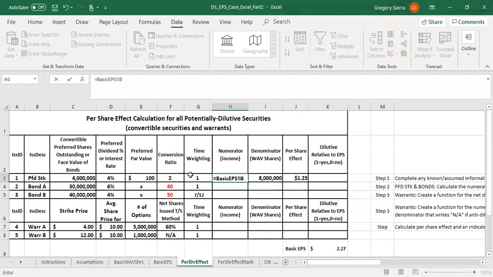For the basic EPS, it won't be relevant. For the interest, it will be, because this is the actual dividend regardless of the time factor.